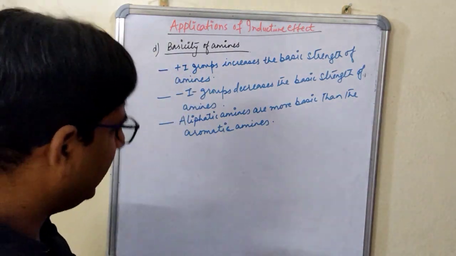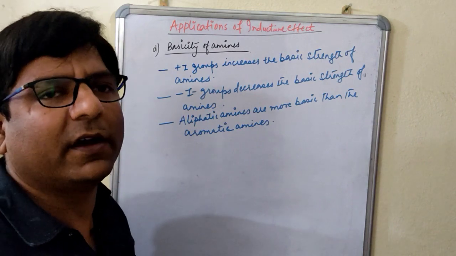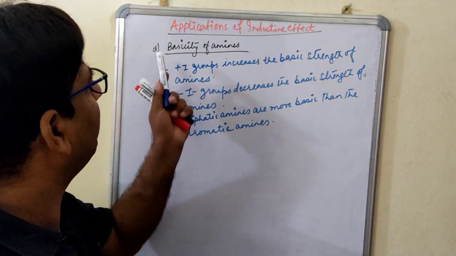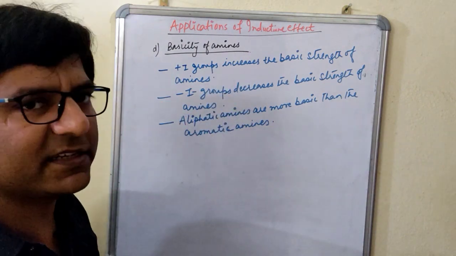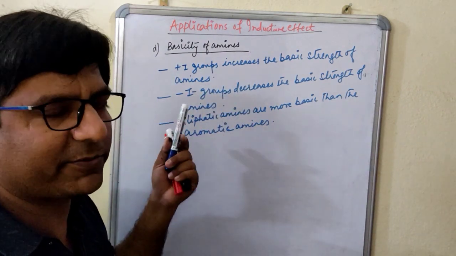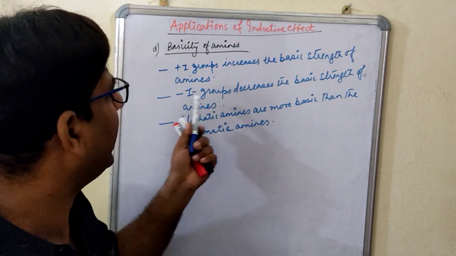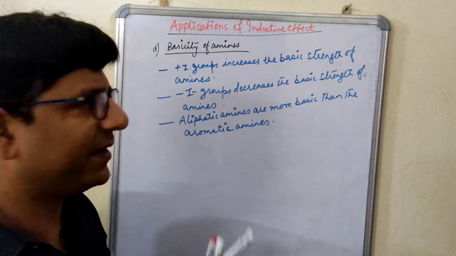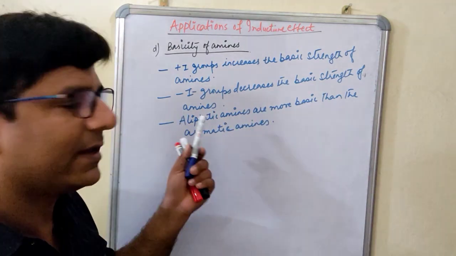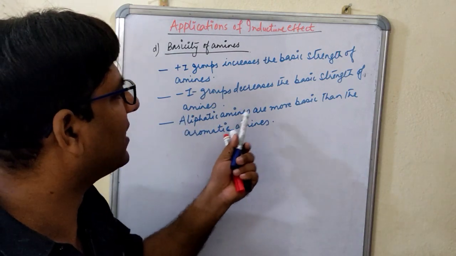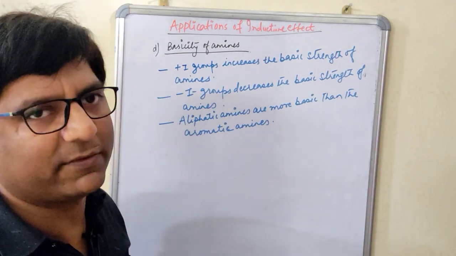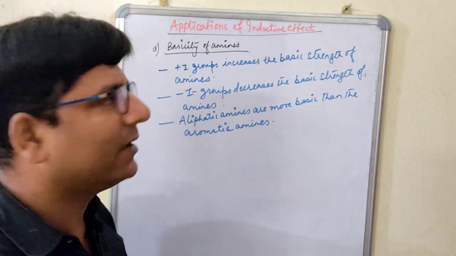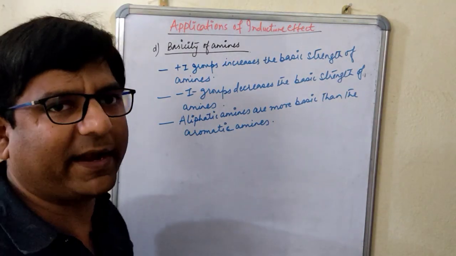Okay, so these 3 points you need to remember every time while dealing with the basicity of amines. The plus I group will increase the basic strength, as you have seen with the example I have explained. The second point says the minus I group will decrease the basic strength or the basicity of the amines. And the third point, that the aliphatic amines are more basic than the aromatic amines. That also you have seen with the example. Okay, so this is all about the basicity of amines, students.